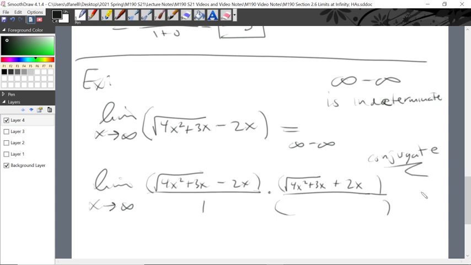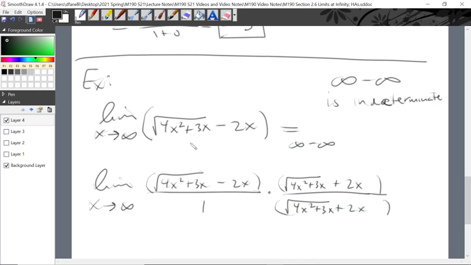All right, the conjugate. Now we multiply both the numerator and the denominator by that. So this is transforming this 2-term infinity minus infinity situation into a ratio, a fractional expression. And by transforming it into a fractional expression, we can apply the techniques that we've already been using to this point.